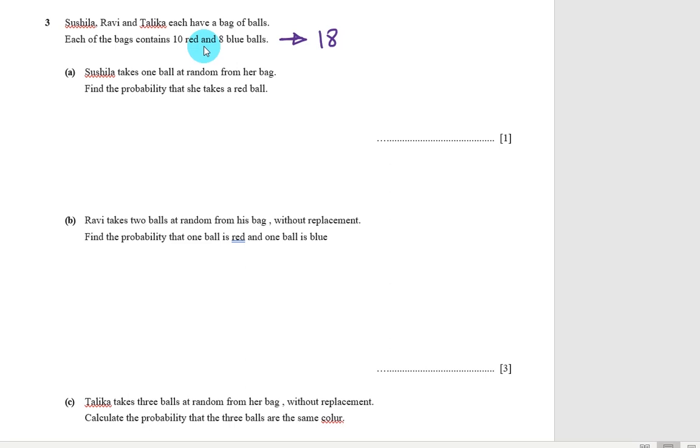Sashila takes one ball at random from her bag. Find the probability that she takes a red ball. How many red in her bag? 10. How many in total in her bag? 18. So the probability to take red is 10 divided by 18, which is 5 over 9. So the answer here is 5 over 9.